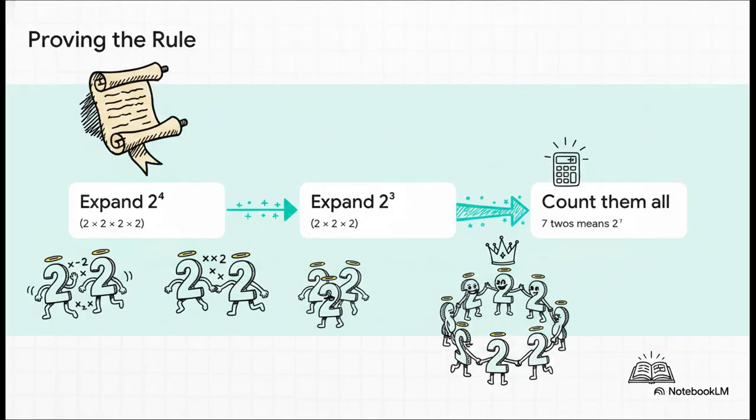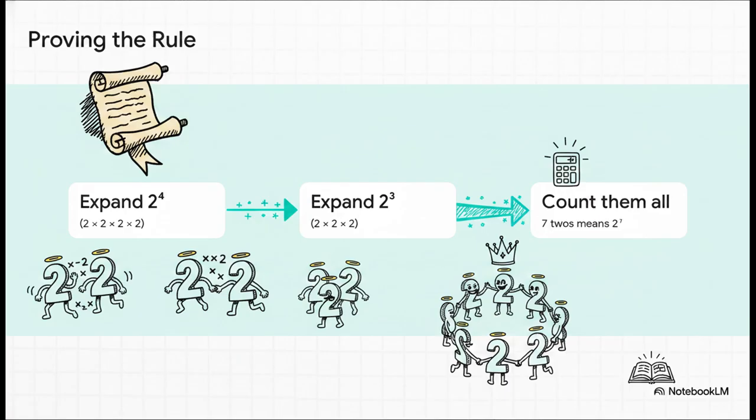Let's actually visually prove why this works, rather than just blindly memorizing a rule. We have to remember that exponents are literally just a shorthand way of writing repeated multiplication. Check out step 1, 2 to the 4th power. That's just 2 multiplied by itself 4 times. Easy, right? Step 2 is 2 to the 3rd power, which is 2 times itself 3 times.